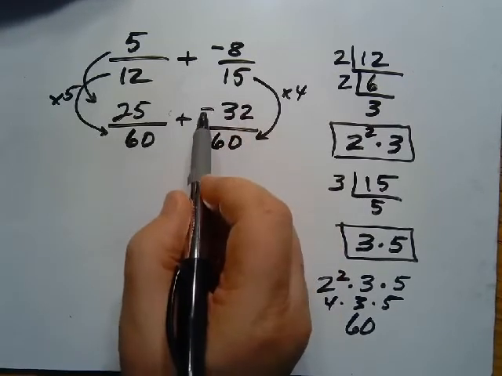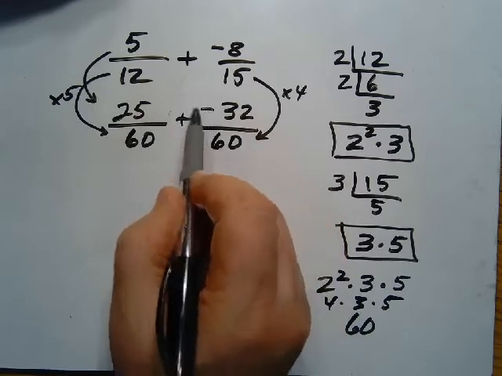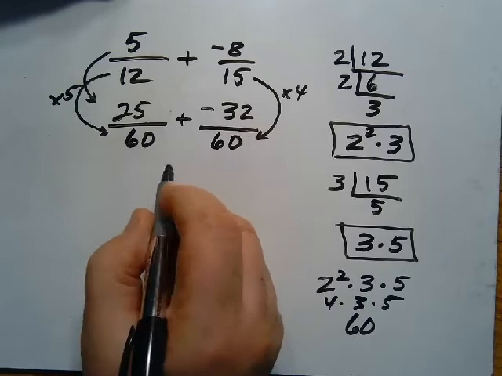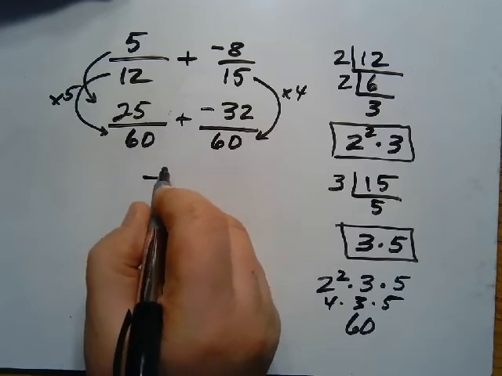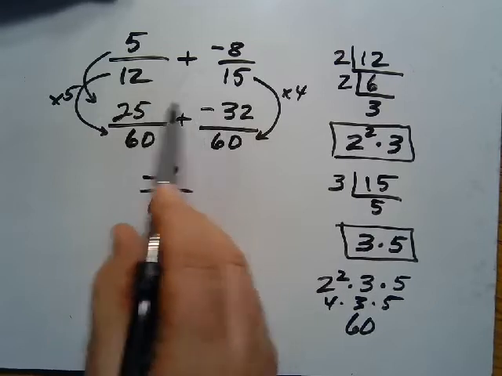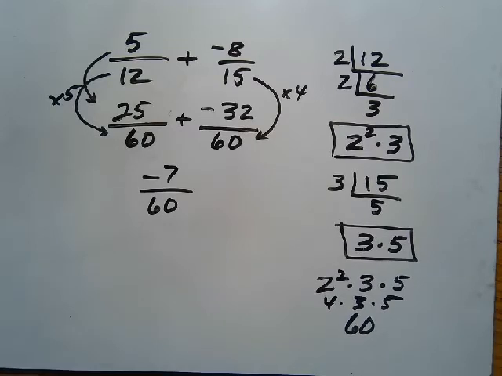Also, you notice I have this minus sign right above the line here that tells me that it's inside that parentheses there. 25 minus 32, we'll see, that would be a negative 7 over 60. The numerators get added and the denominators just get combined together.